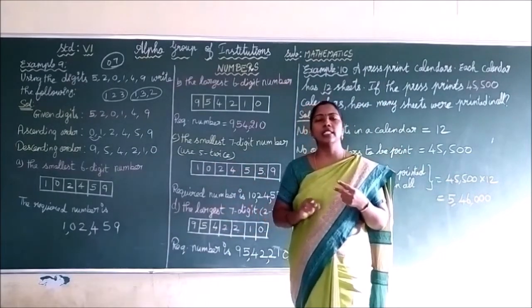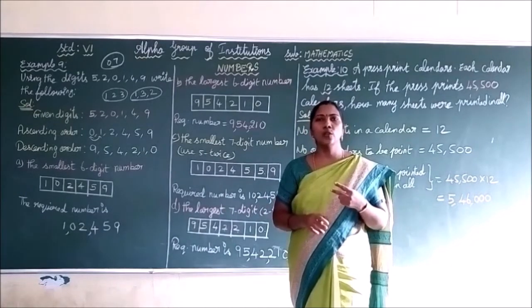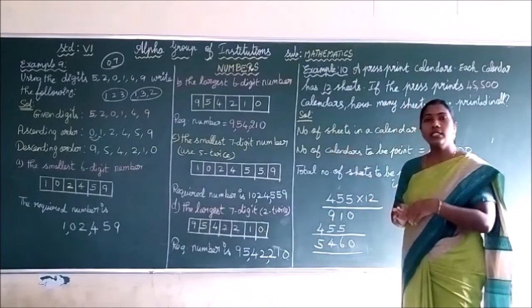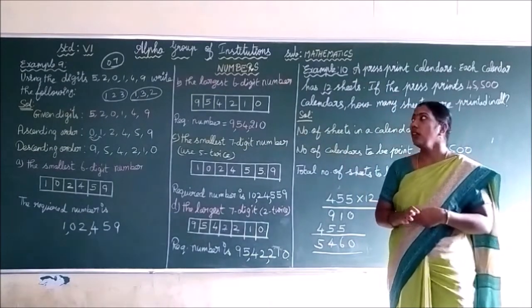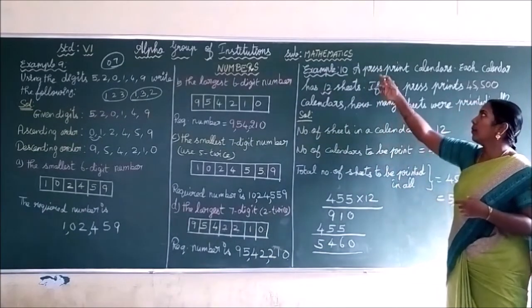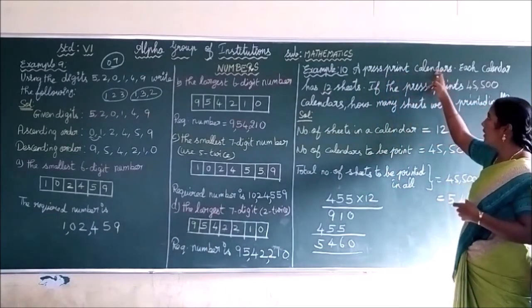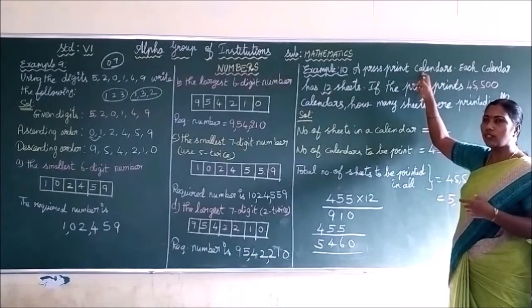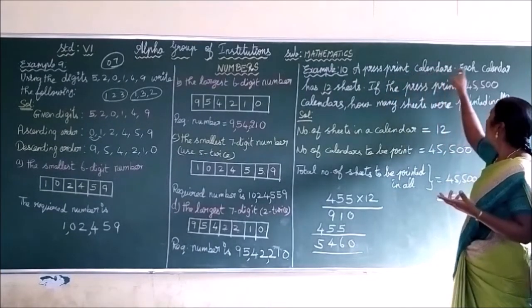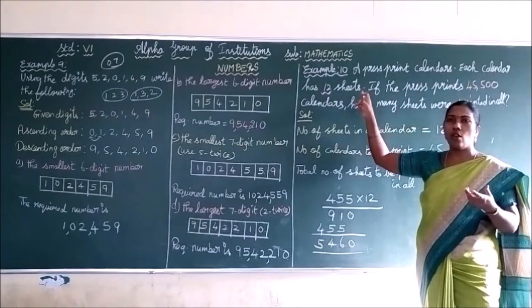I hope you all understand this example. Similarly, you have the sums in your homework. I hope you can do them really well. Okay. See the next one. This is example 10. In example 10, you have one multiplication problem. Here a press prints calendars. But do you know what a printed calendar is? Guys, you have one at your home. Here a press prints calendars. Each calendar has 12 sheets.